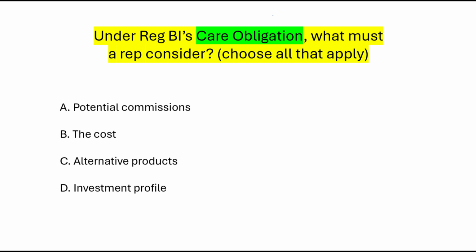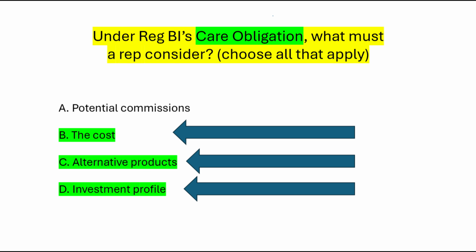Okay, next up. Under Reg BI's care obligation, what does a rep have to consider? Select all that apply. Remember those pillars? Your potential commission? No, that's a conflict of interest. That's a different pillar. So the correct answers are B, C, and D. You absolutely have to consider the costs, look at reasonably available alternatives, and of course, everything has to be based on the customer's investment profile.